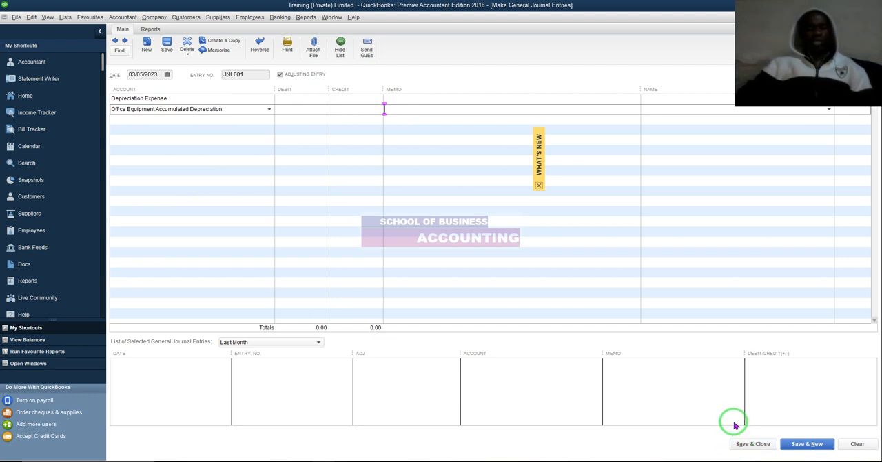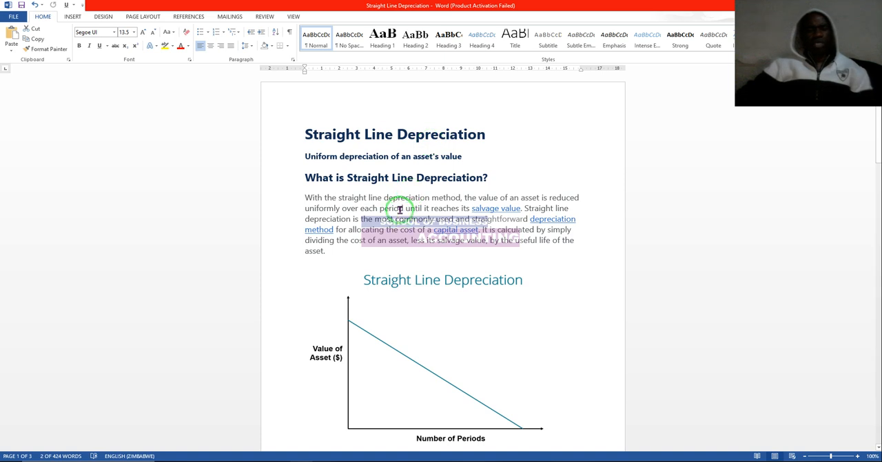Now, before we do an example on QuickBooks, we would want to take you through a background explanation so that you understand how depreciation works. There are a number of depreciation methods that you can use to depreciate an asset, but we're going to look at the straight line depreciation method, which gives a uniform depreciation for an asset value throughout the years.